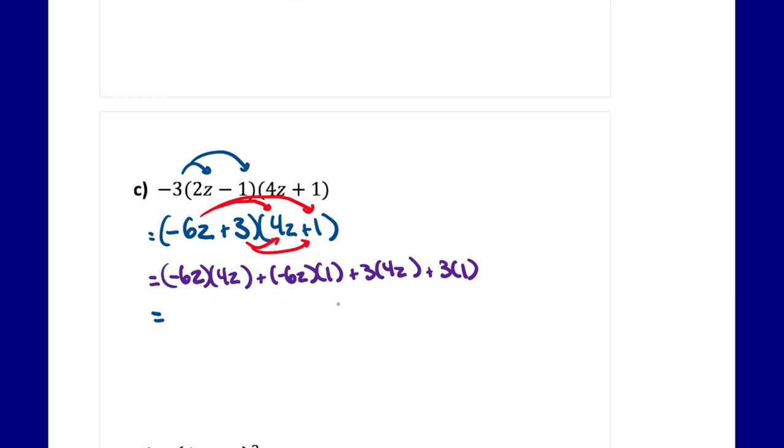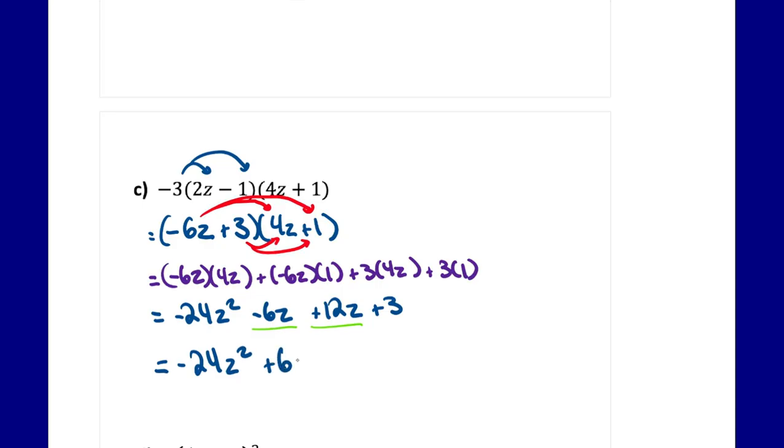Now I'm going to multiply each pair. So negative 6z times 4z is negative 24z squared minus 6z plus 12z plus 3. I'm going to find that I do have a pair of like terms here that I can add. So I'm going to have negative 24z squared. Negative 6z plus 12z is positive 6z plus 3.